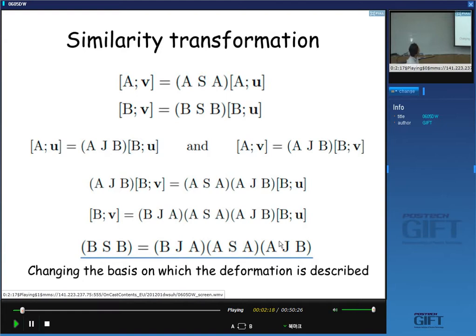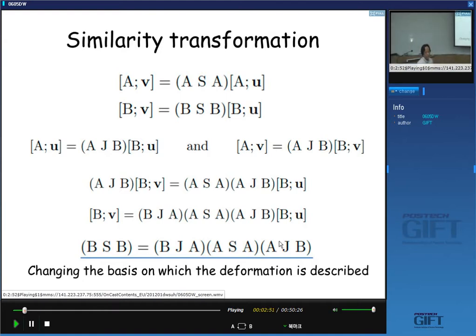So here, the vector U based on basis A will deform to the vector V, and the same vector U based on the basis B will deform to vector V on the basis B, because vector U and vector V are the same vectors, but defined in different bases. AU is defined based on A, and BU is defined on basis B.